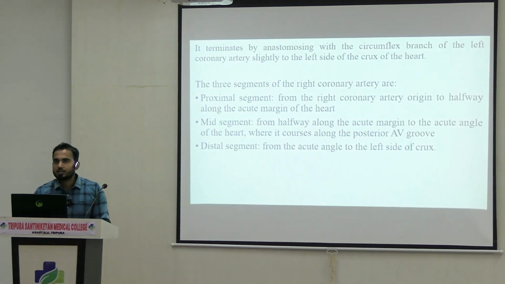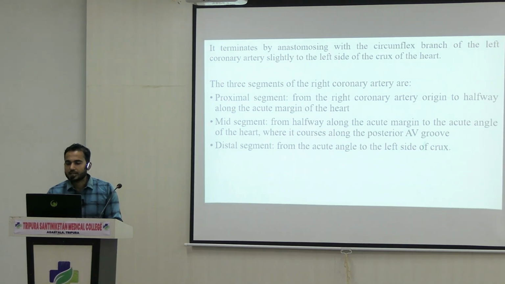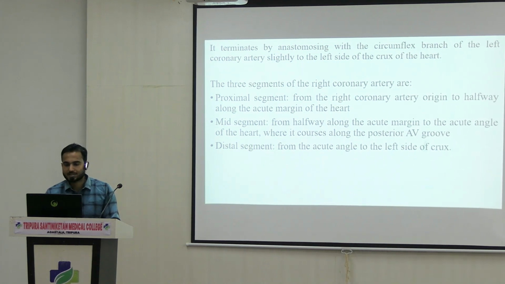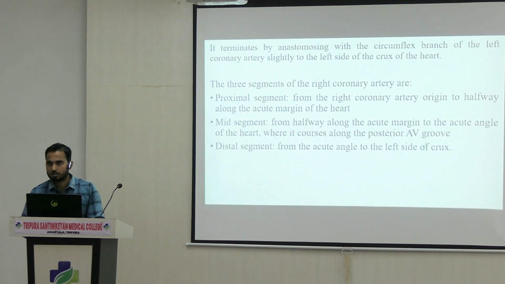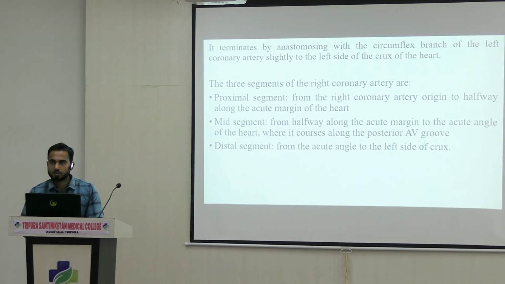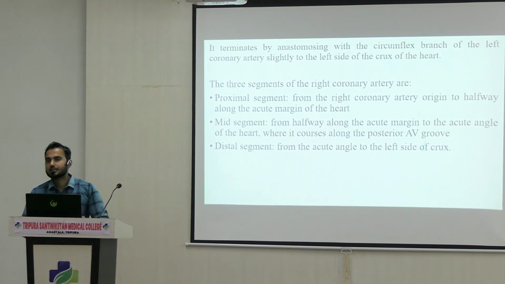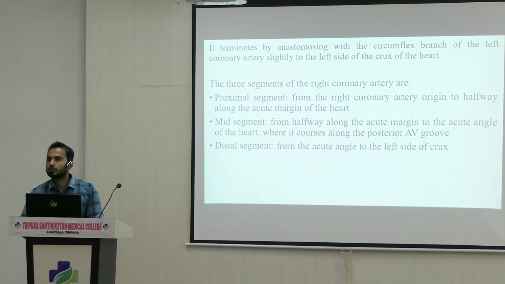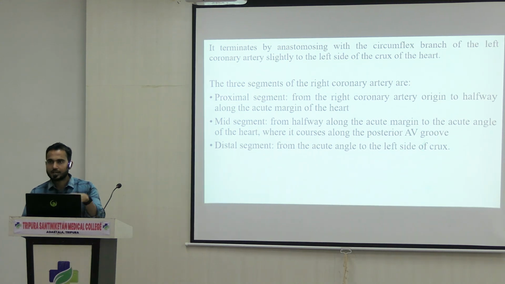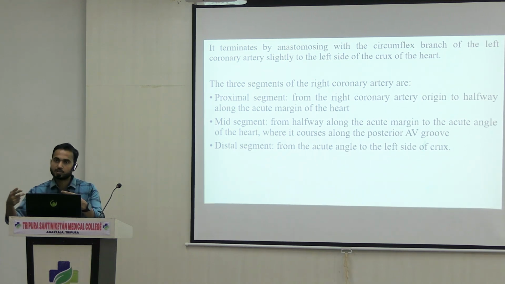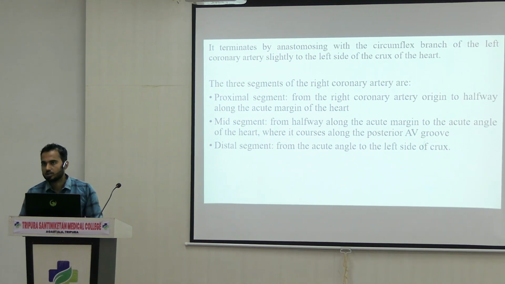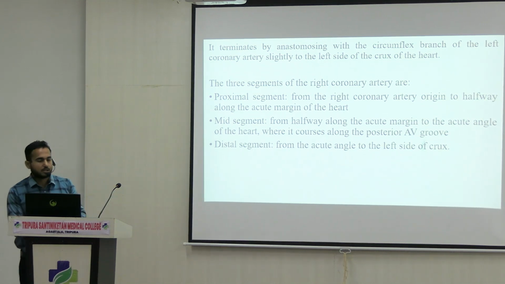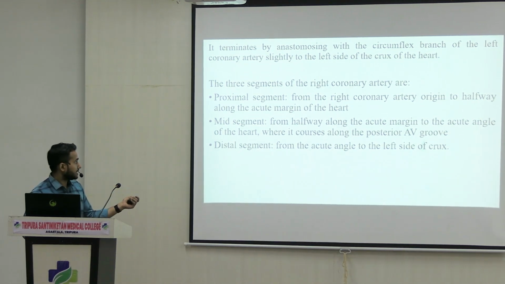So where it is terminating, as you can see, it terminates by anastomosing with the circumflex branch of the left coronary artery, slightly left to the crux of the heart. As I have mentioned earlier, whenever these arteries are terminating, they will anastomose with their counterpart. That means the right side will anastomose with the same branch of the left side, and then it will be terminating. Next, there are three segments of the right coronary artery: proximal segment, mid segment and distal segment.